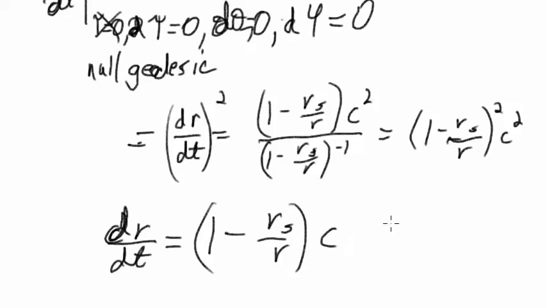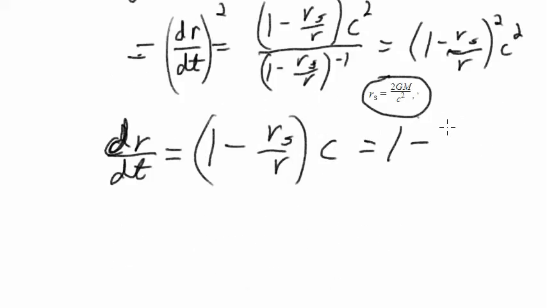So that means that the speed of light is slowed from the outside perspective by just a small amount, 1 minus 2GM over c squared.